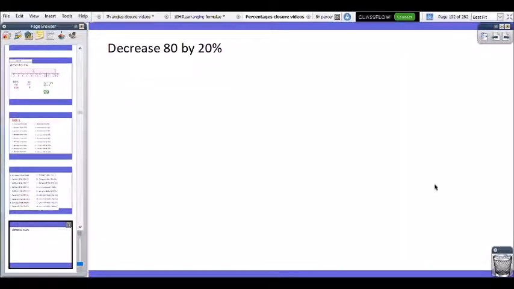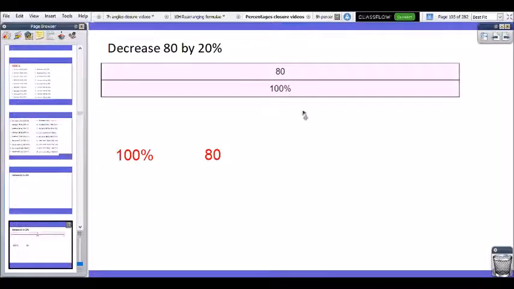Okay, so decreasing works in quite a similar way. So I'm going to give you an example. So let's decrease 80 by 20%. Well, first of all, remember the amount that you start off with, you're going to call 100%. So we're going to call 80 100% of my original amount.